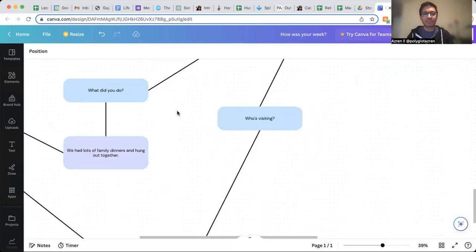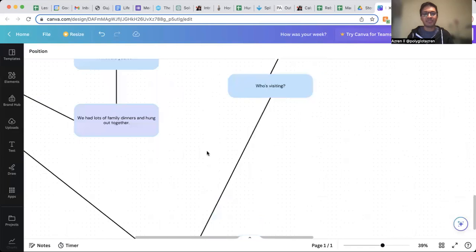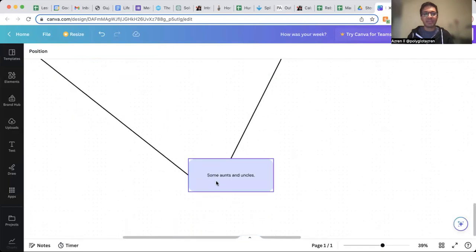If we look at who's visiting, we can scroll down and I might say some aunts and uncles. I've written this map as if I'm a very beginner speaker and not a very advanced speaker. If you're more advanced, you probably wouldn't prepare a conversation map for the question, how was your week? Because you can just do that in your sleep. It's not that hard for you. But if you're a very beginner, answering the question, how was your week, and having that 5-minute conversation is difficult.